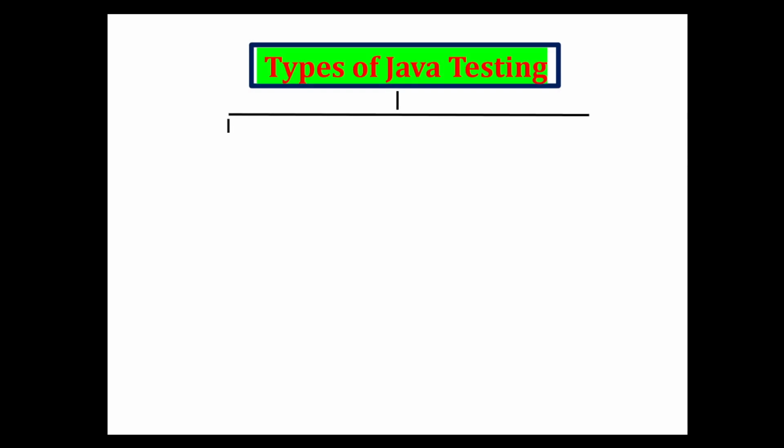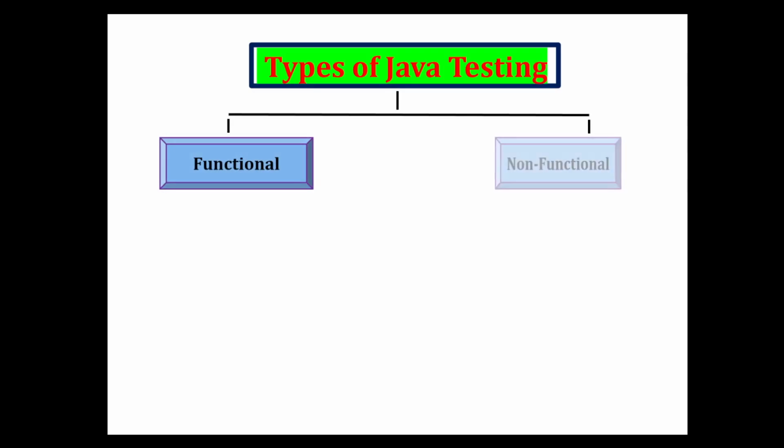There are two main categories of Java testing. First one is functional and the other one is non-functional. Some may add a specialized category as a third one on top of these two, but eventually all the specialized testing comes under either functional or non-functional. In that sense, there are only two main categories of Java testing. So what is functional testing in Java?